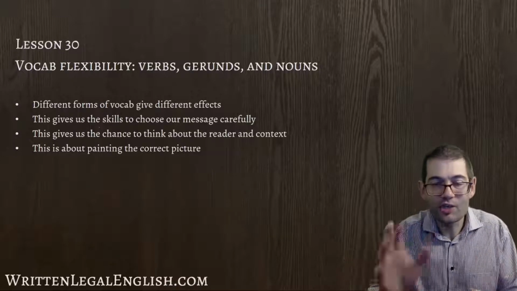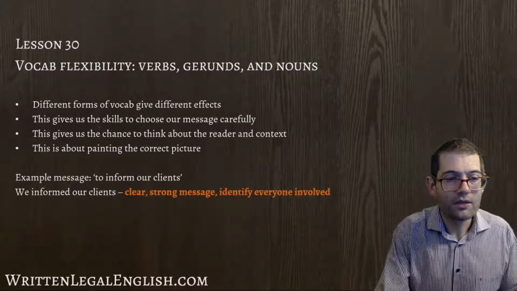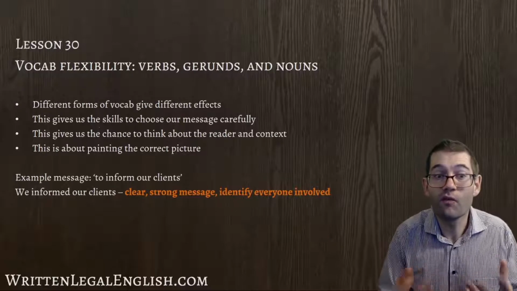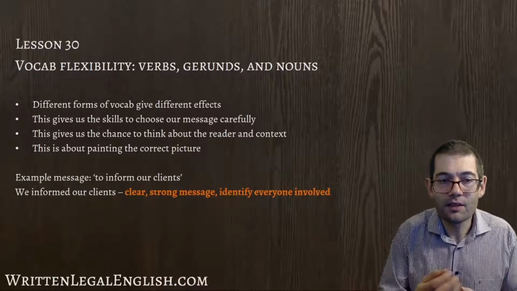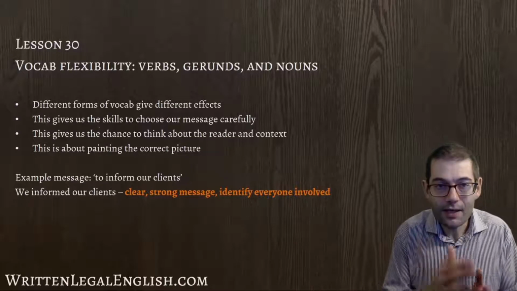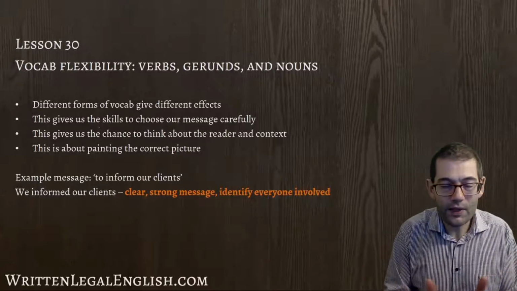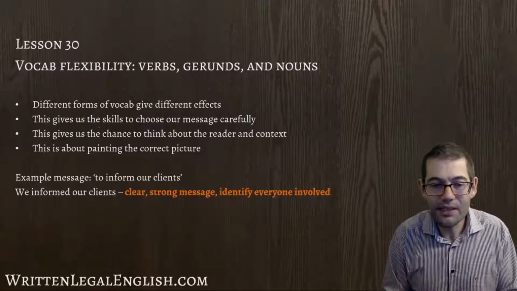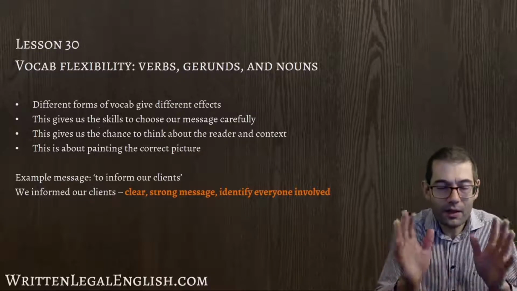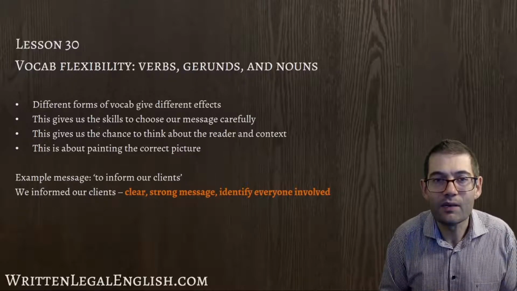Okay, enough of the chit chat. Let's go on to an example and hopefully you'll be able to see this. So I'm going to choose a message using a stem verb, which is to inform our clients. So the first message using the verb as a form of vocabulary is we informed our clients. This is, as I've argued before, for the active voice, a clear, strong message. It identifies everyone involved. The reader understands the whole picture. It's great for communicating all of the information.